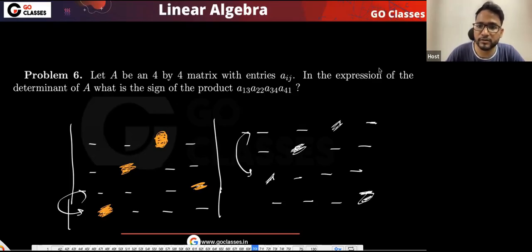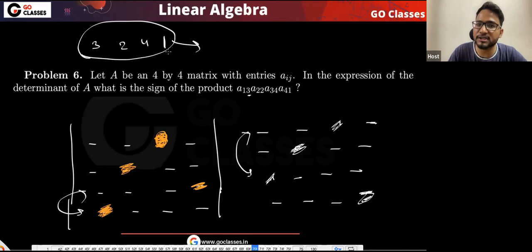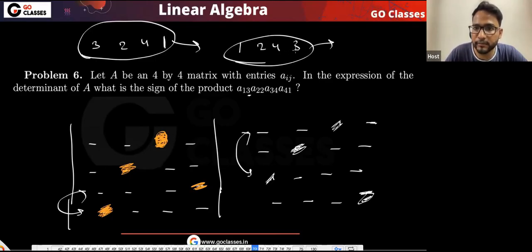Okay, everyone understood this? Basically, you just need to check, let's suppose you take the last indexes, that is 3, 2, 4, 1. You convert this 3, 2, 4, 1 into 1, 2, 3, 4. How many steps are required to convert this 3, 2, 4, 1 into 1, 2, 3, 4? That's what we are doing. You swap this, maybe this is one swap, and then maybe you swap these 2. This is one of the possible ways. Then you have 1, 2, 3, 4. So 2 steps are required.